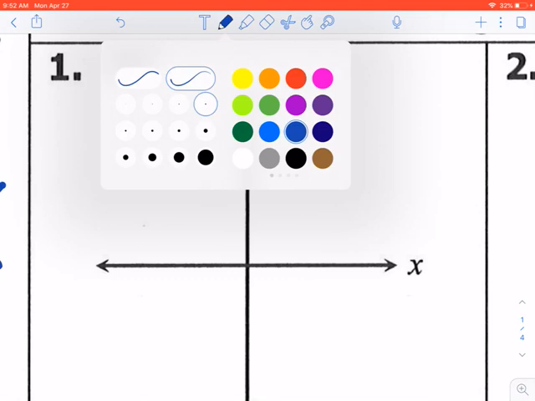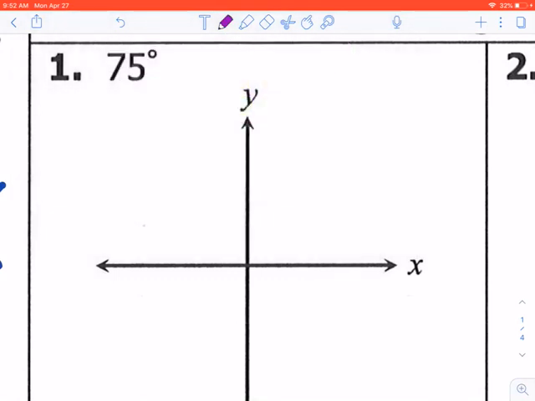So 75 degrees, I'm going to be in my first quadrant. When I draw my angle, I start with my initial side on the x-axis, and this doesn't have to be exact. You're not getting a protractor out.